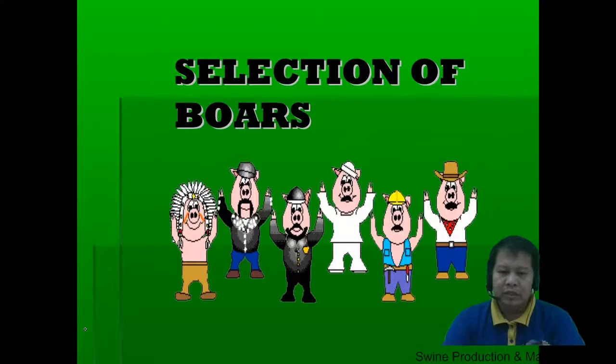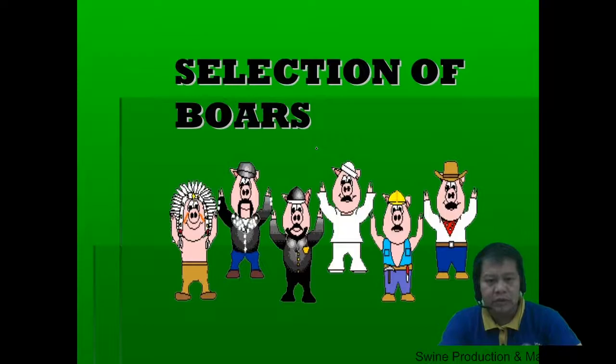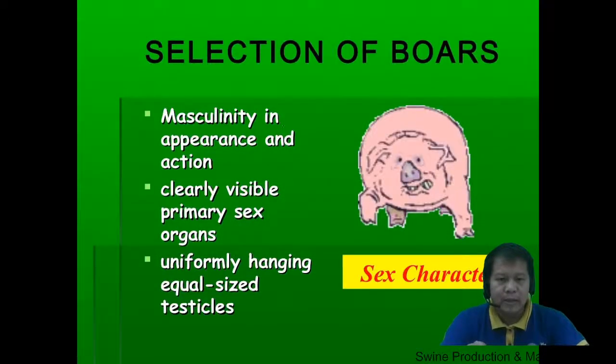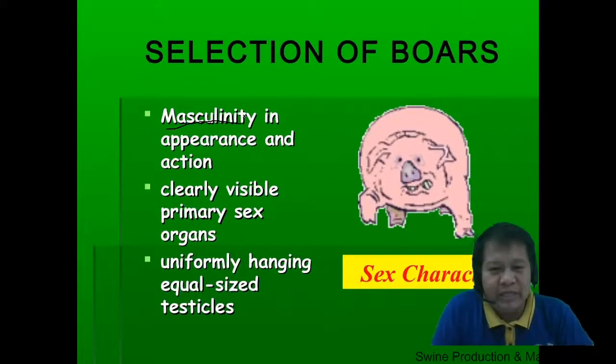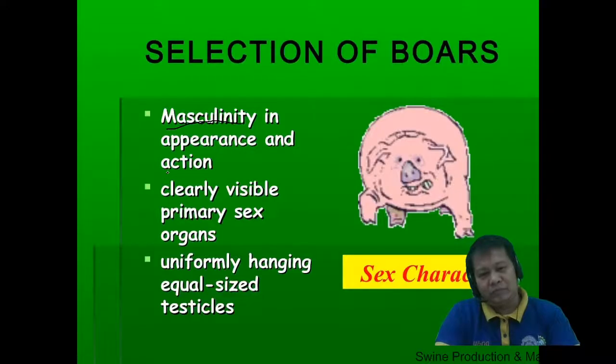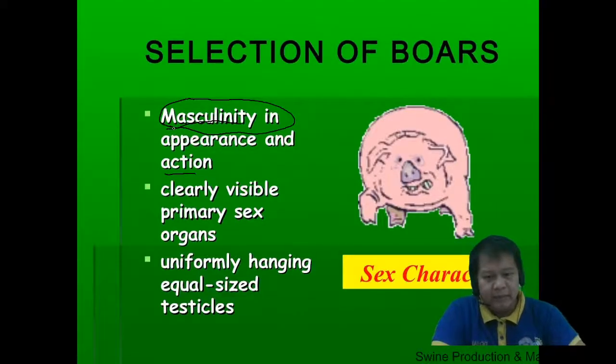All right. So, selection of boars. When we say boars, we're talking about the male pigs or the male swine. So what are the bases in selecting boars? We look into the masculinity in appearance. Parang kung sa tao pa, lalaking lalaki in appearance and in action. Huwag yung palamya-lamya, huwag yung hinhin. Hindi kailangan yon. So, masculinity in appearance. Then, clearly visible primary sex organ.